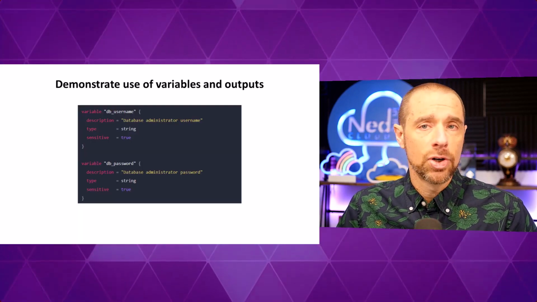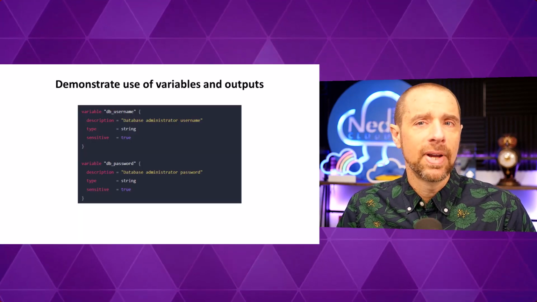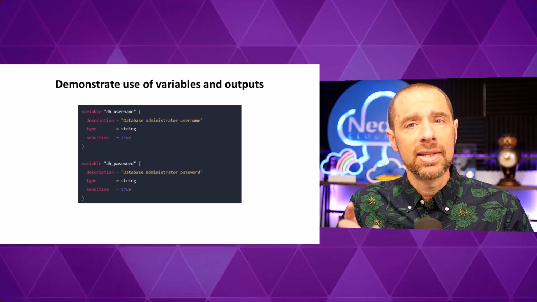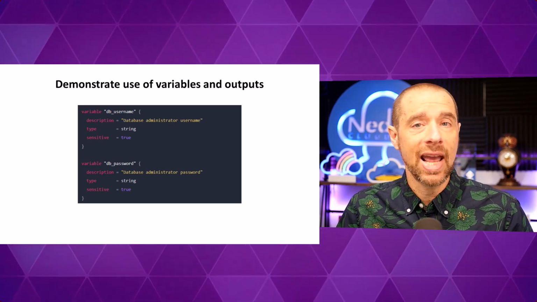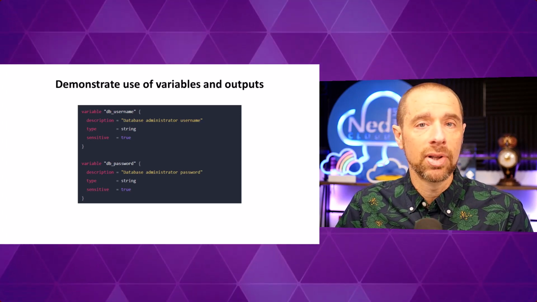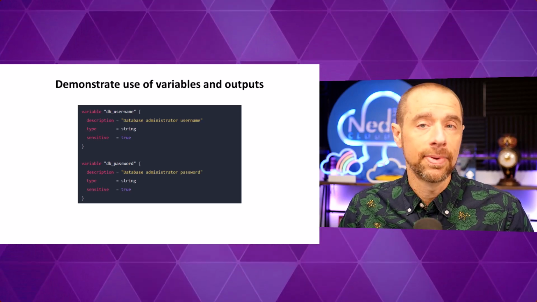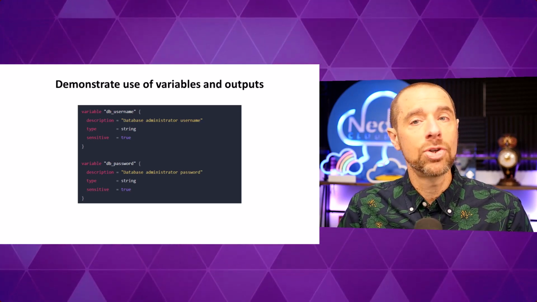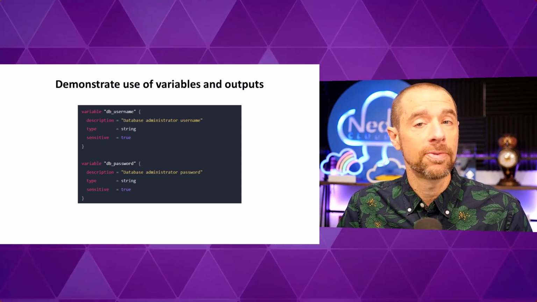Introduced back in version 0.13, I believe, sensitive values are now part of the exam, included in the demonstrate use of variables and outputs objective. You should know how to mark a variable and an output as sensitive, what it means functionally for it to be marked as sensitive, and how to remove the sensitive attribute from a variable or output.